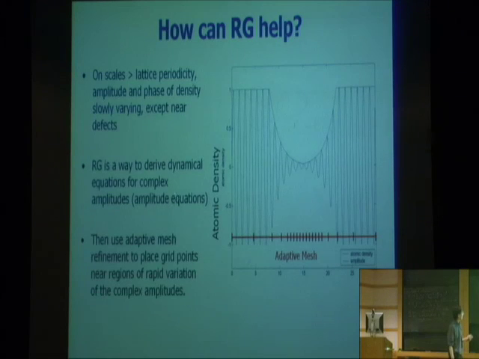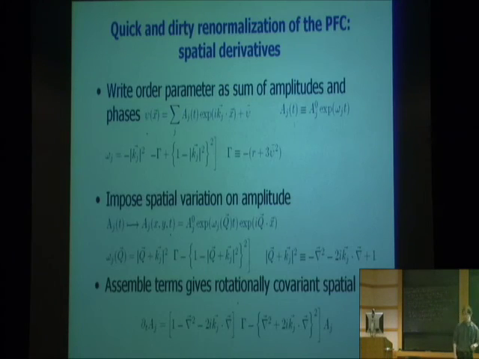Now, that would be great, but the problem is that we have an equation for the density, but what we need if we're going to do that is an equation for the amplitude and phase of the density. So how do we get that? And that's where the renormalization group comes in.